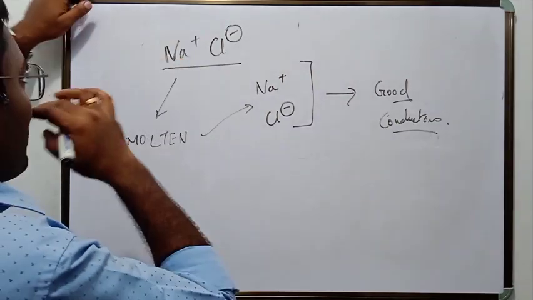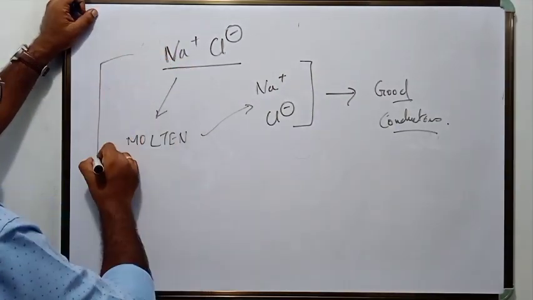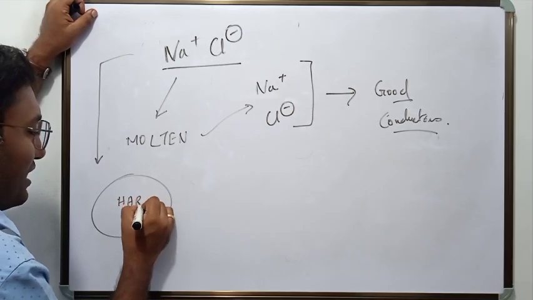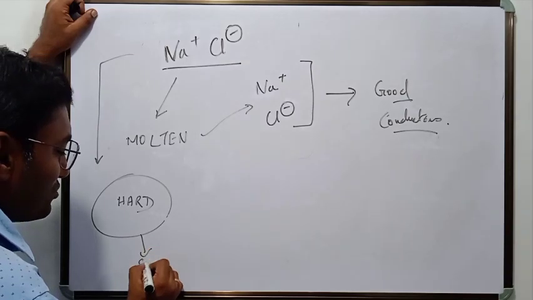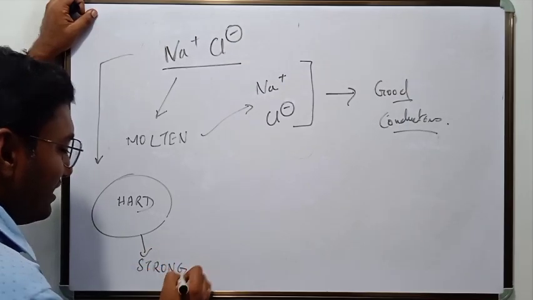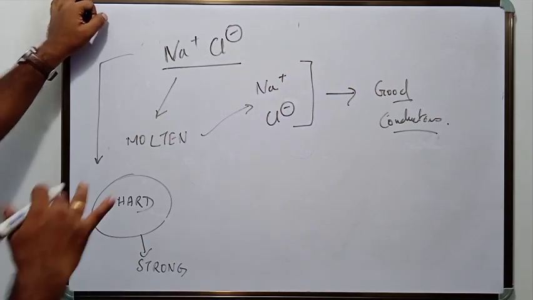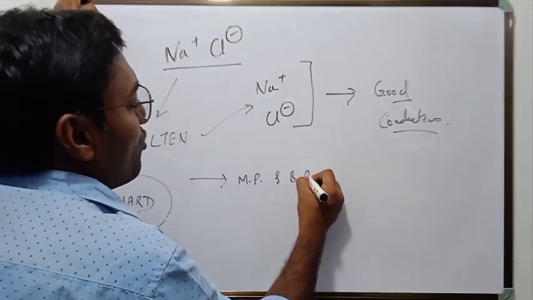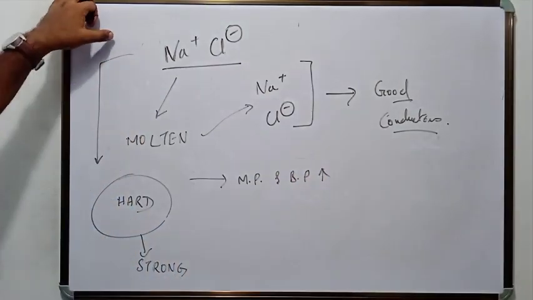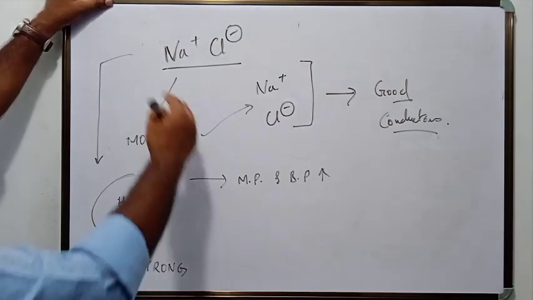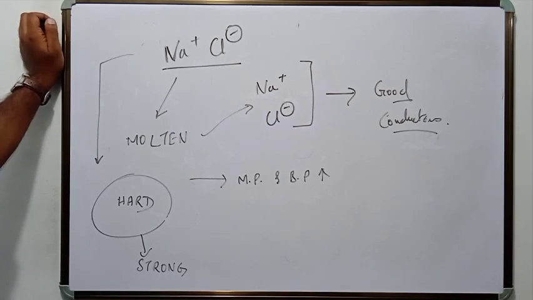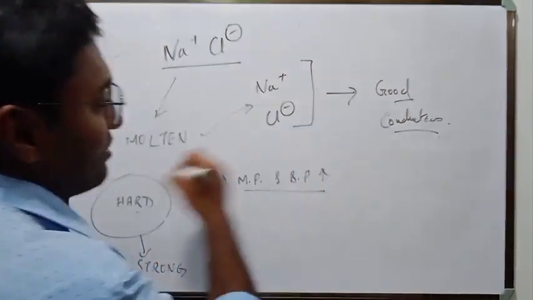What is the second thing? The crystal lattice of NaCl is very hard. It has a very strong force of attraction, so it is very hard to break them. That means the melting point and the boiling point of ionic compounds are very high, because it is very hard to break the strong electrovalent force of attraction between them. So the melting point and boiling point of ionic compounds will be very, very high.